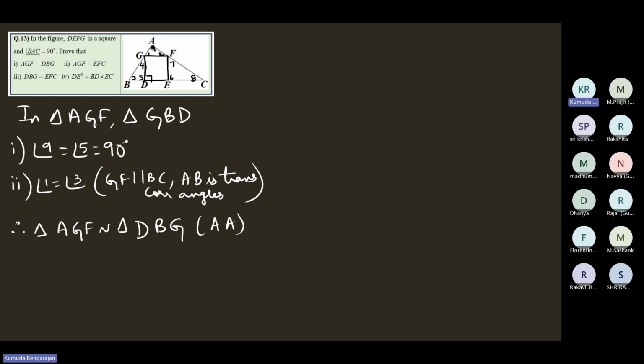Angle 9 is 90 degrees in the first triangle. In the second triangle, angle 5 is 90 degrees. Then since we have DEFG to be a square, opposite sides are parallel. So GF is parallel to DE. And DE is a part of BC. So if GF is parallel to DE, then GF is also parallel to BC because DE is a part of BC.